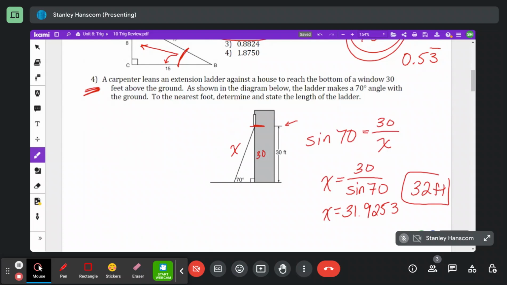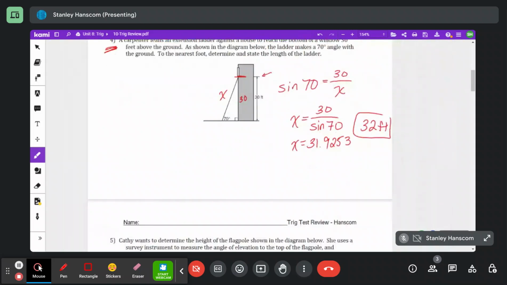So that's our first page done. Let's go ahead and take a look at the next one.